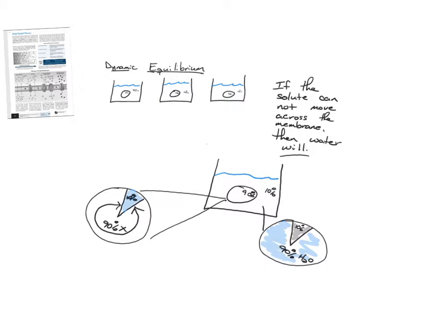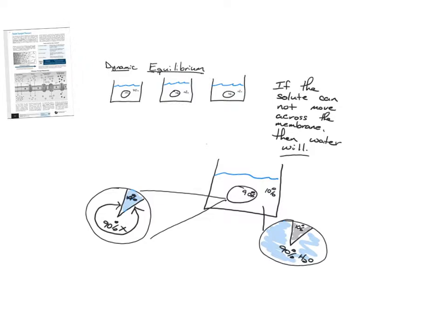But the key is this. Water will move, will diffuse, just like solutes will diffuse. Water will diffuse in the opposite direction that the solute would diffuse, if the solute can move. So if the solute can move, it would move out. You're all correct. It would go from 90 to 10 because this is high, this is low. If it could move, but it can't.